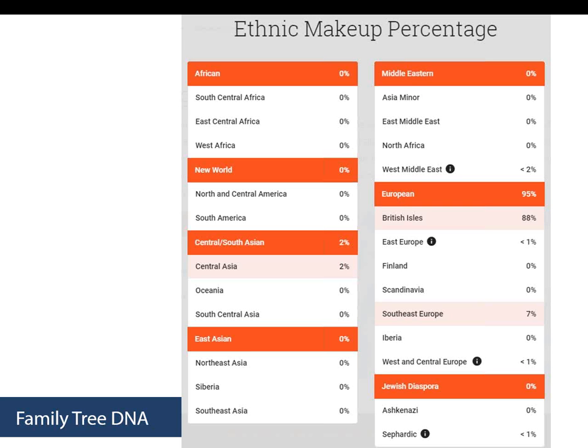His results for Family TreeDNA have him as 95% European, 2% Central Asian, and trace amounts of West Middle East and Sephardic Jewish. The company states that trace amounts may be attributable to other reasons. Within Europe, FTDNA has only one specific country identified here, which is Finland, while the other places are somewhat broad: British Isles, Scandinavia, Southeast, West, and Central Europe, and Iberian.